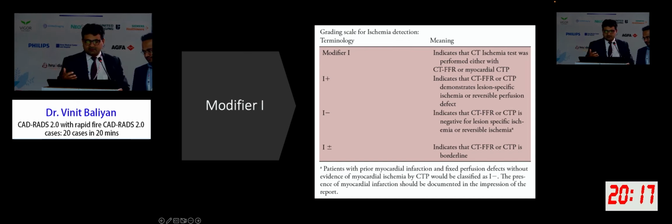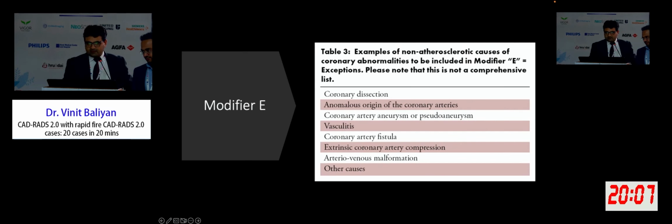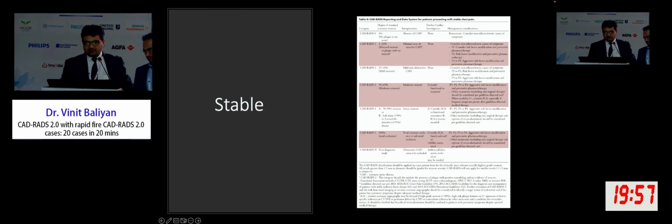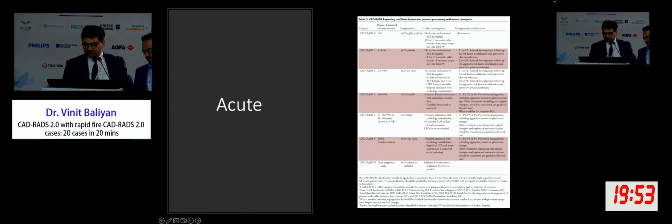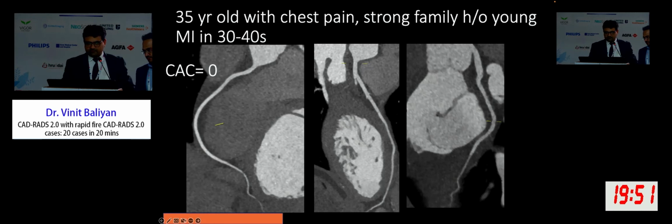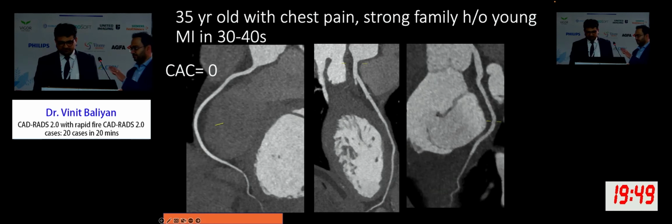So if a patient was CAD RADS 3 and now you send for FFR, and it came positive, you include I plus. If it was negative, you say I minus. If it was equivocal, you say I plus minus. And then exception can be any other pathology. If you see any pathology other than coronary atherosclerosis, you put an E modifier at the end. And then there are special guidelines for stents and grafts, and we don't need that for this talk.